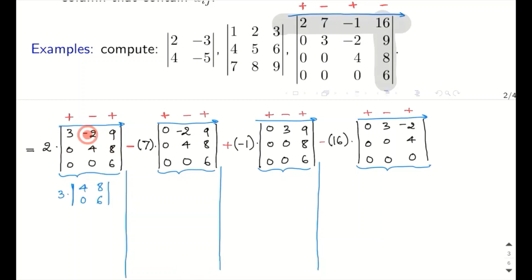Next, we'll have to move to the second entry on the first row of this determinant. That is negative 2, and the sign in front of it is negative, right? So you are going to have a minus sign. The number is negative 2. And after deleting the row and the column containing negative 2, you end up having 0, 0, 8, and 6 left. Then you move to the next entry. 9, the sign in front of it is plus.